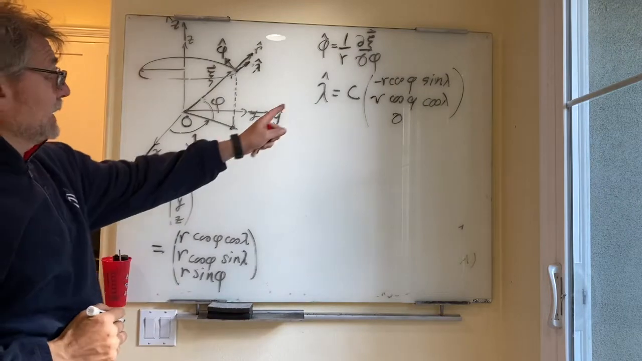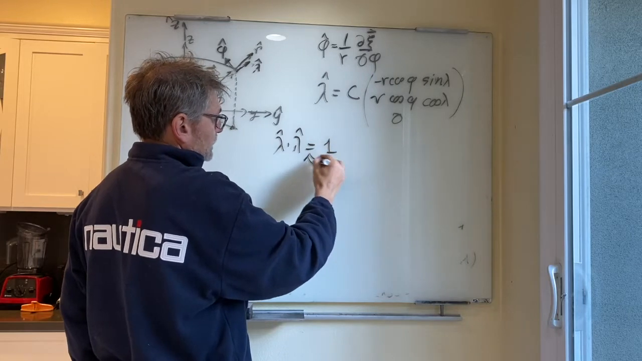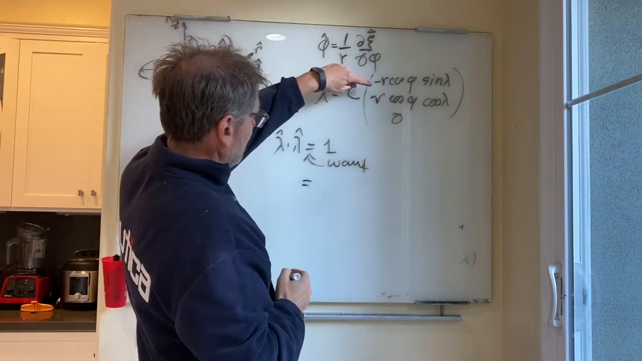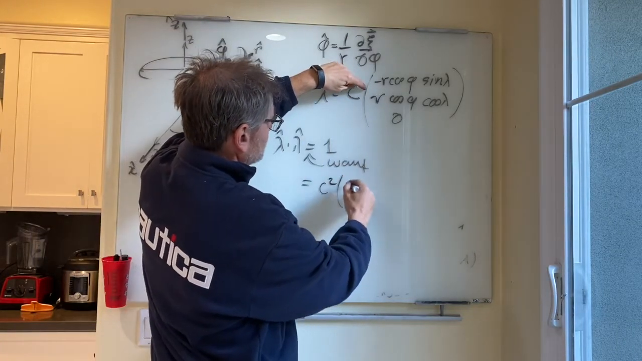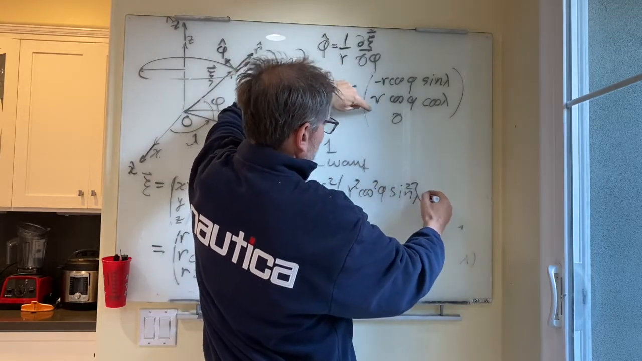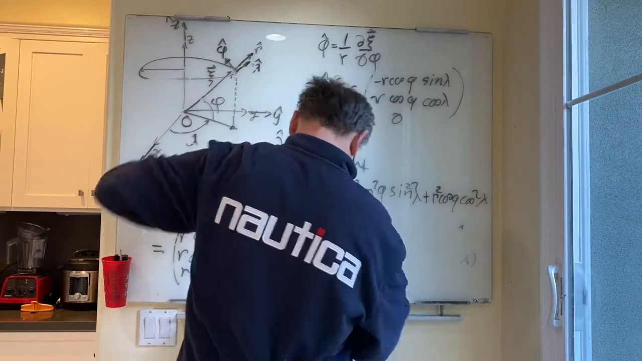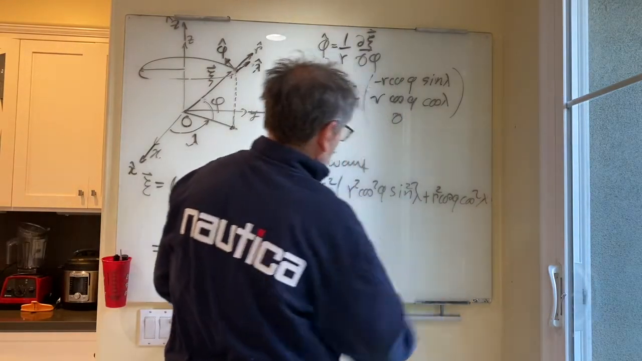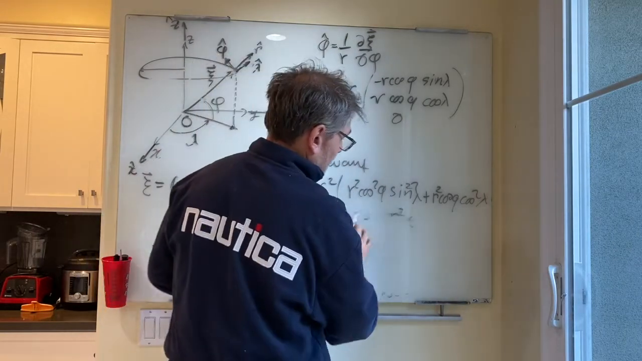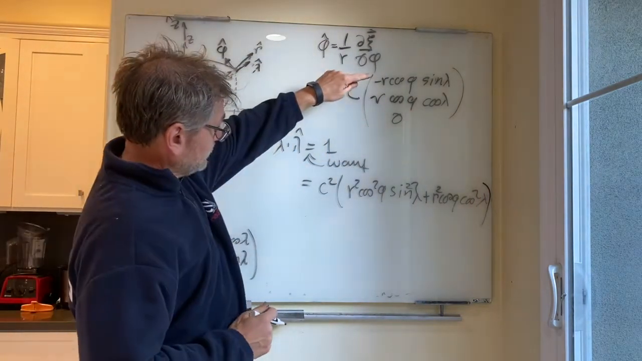And now to find out what lambda hat is, we want lambda hat dot with lambda hat equal to 1. This is what we want. And we're going to choose c to make this the case. So let's compute what lambda hat dot lambda hat is. That's equal to c squared times r squared cos squared phi sine squared lambda plus r squared cos squared phi cos squared lambda. Plus r squared sine, oh, sorry, that's 0. That's good. And let me check that I did this right.